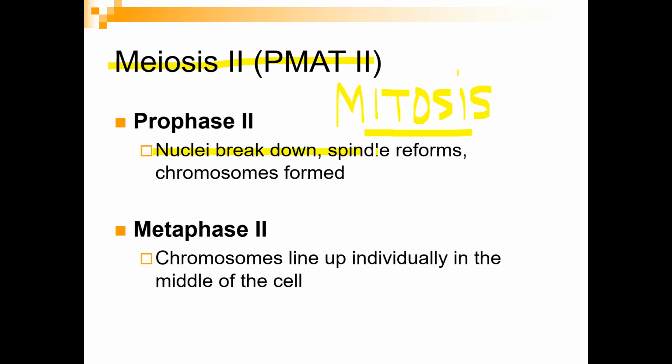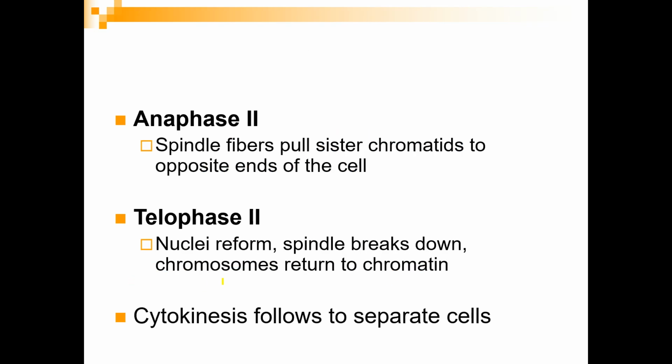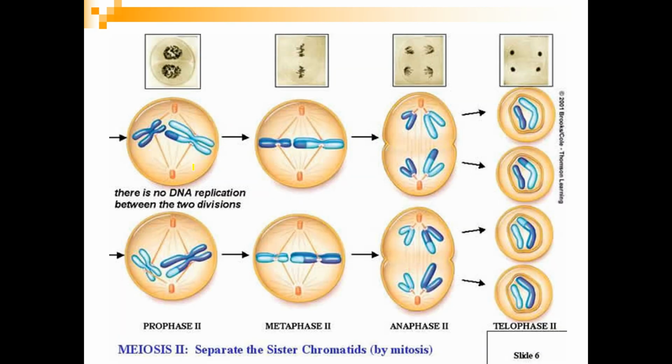So in prophase 2, the nuclei break down, the spindle reforms, we see the chromosomes. Metaphase 2, chromosomes line up, this time single file in the middle of the cell. Anaphase 2, we're going to be pulling the sister chromatids apart. So this is what we did in mitosis. So once again, we're pulling them apart. And then in telophase 2, we're getting 2 new nuclei. This is going to be followed by cytokinesis. And this whole process is going to look just like mitosis.